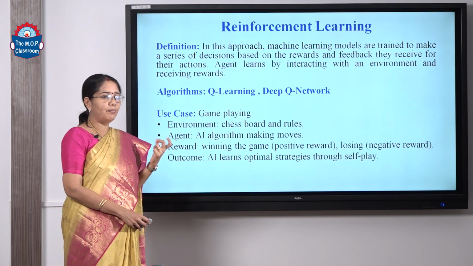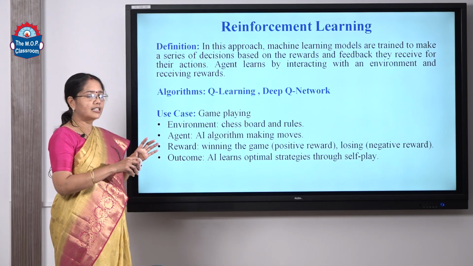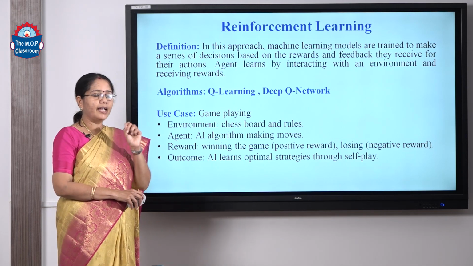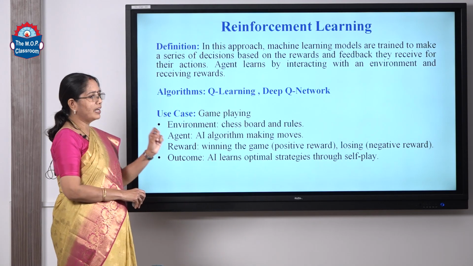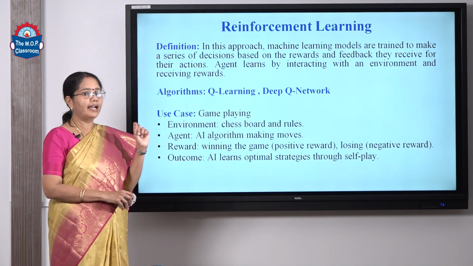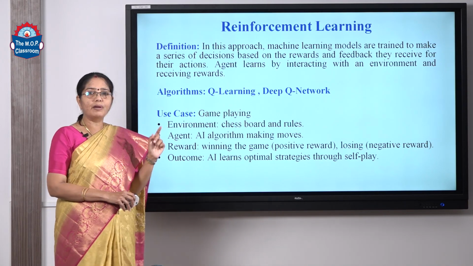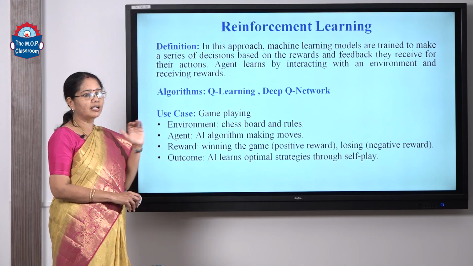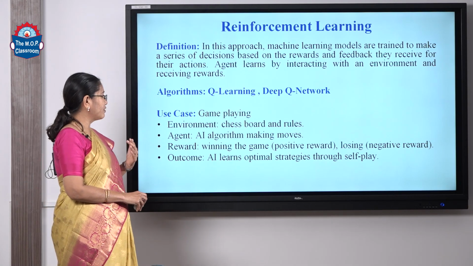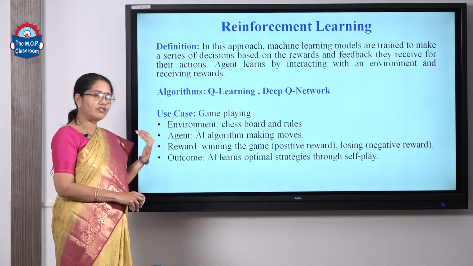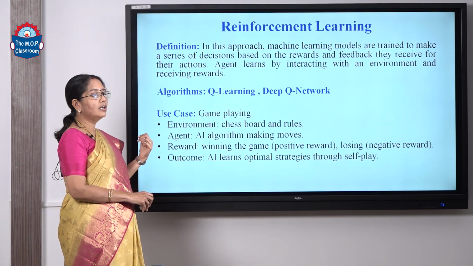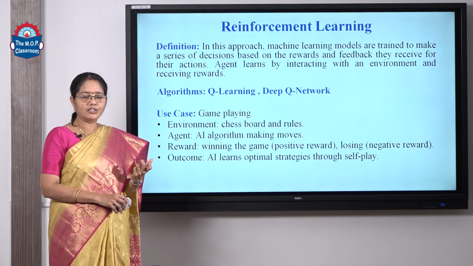Now, in the case of game playing, the environment is considered to be the chessboard and a set of rules, and the agent who is going to play is an AI; here we are going to make the AI make moves. So, the AI is going to play chess, and therefore the agent here is the AI algorithm. The AI algorithm has to make moves based on the set of rules given in the environment, and the reward here is winning the game. If the game is won, it is a positive reward, and if the game is lost, it is a negative reward. So, here AI learns optimal strategies through self-play.